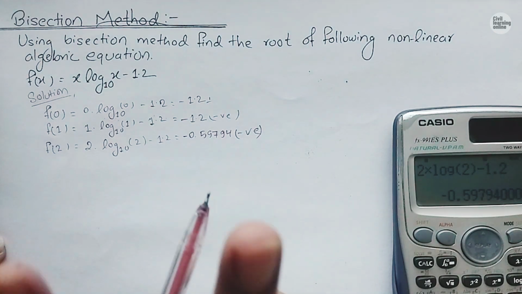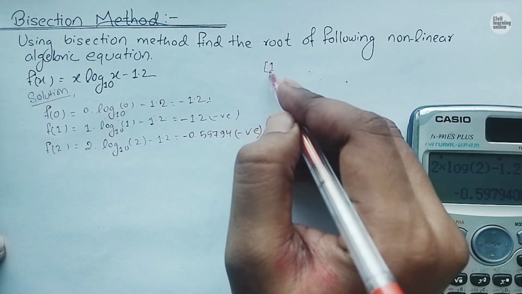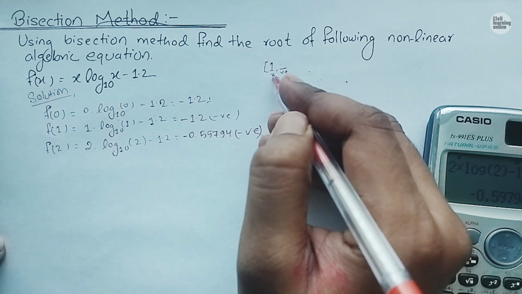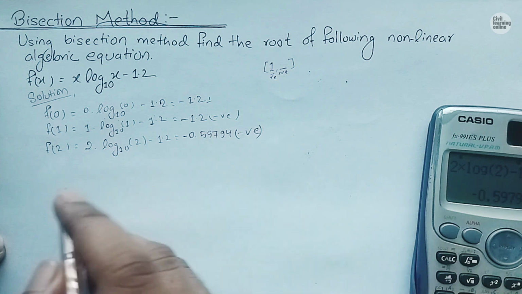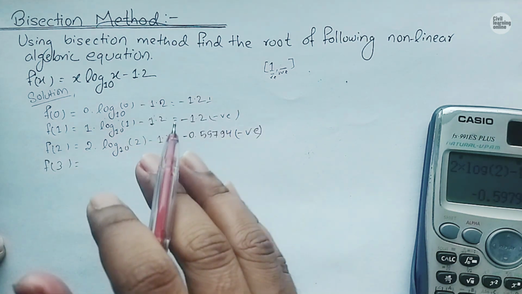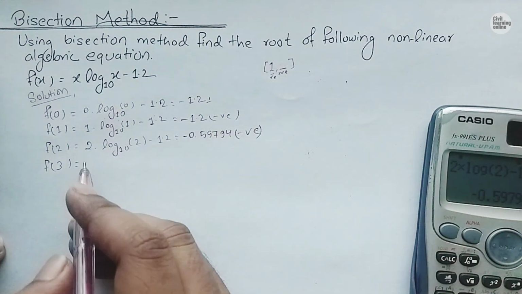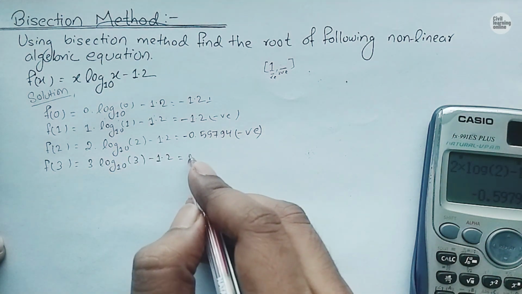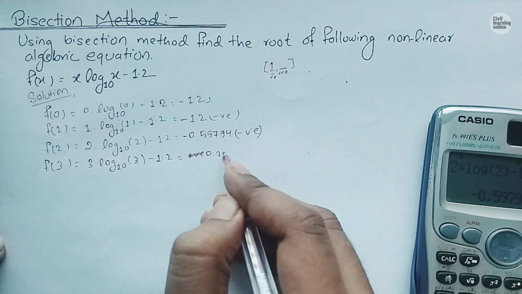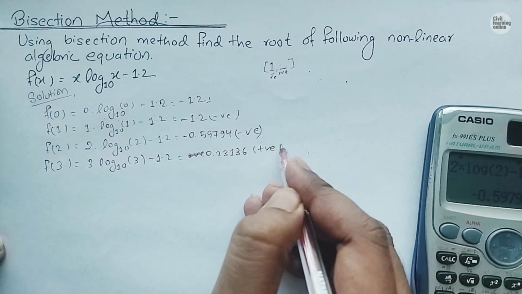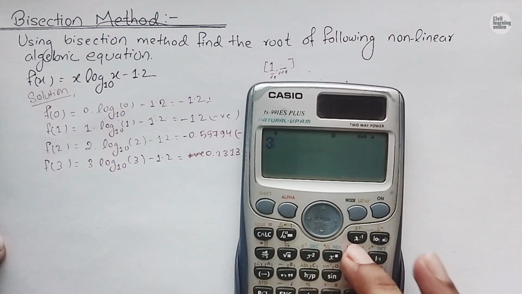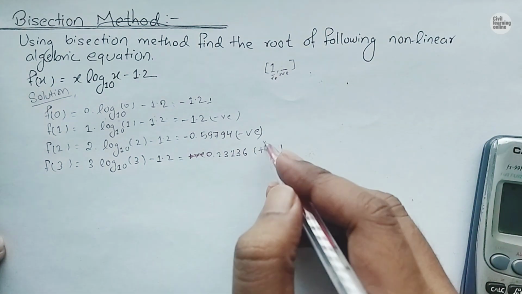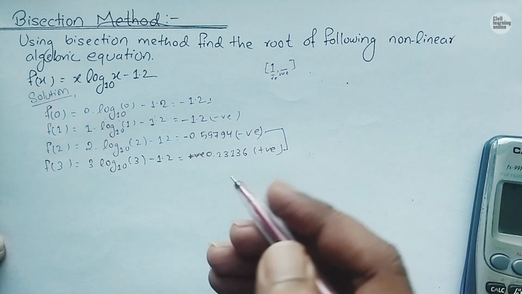Our root will lie in the interval where for one value we get a negative answer and for another value we get a positive answer. So we have to find that number. Let's proceed taking the number 3. We have to keep on doing this until we find a positive number and a negative number. So 3 log to the base 10 of 3 minus 1.2 gives 0.23136, which is positive. So the root will lie between the interval 2 and 3.